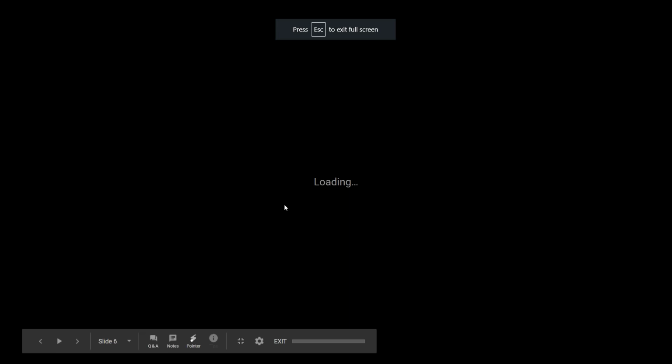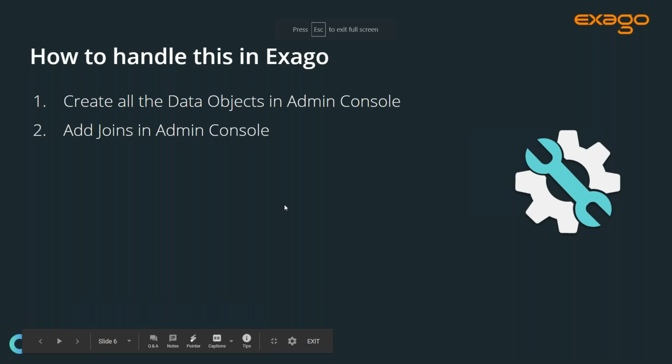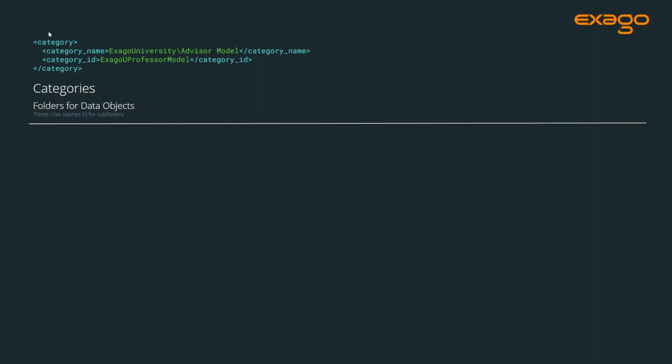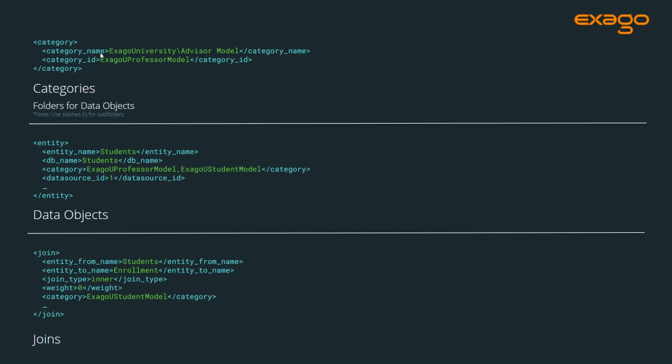So let me go back to our presentation. So we added our data objects, added the admin joins in the admin console. In the XML, manually created those categories, and then we set the joins and data objects to respect which category they're coming from. So the XML, very easy, is just category with a name and ID. The category on the data objects themselves, we're setting here, very simple. We're using that comma if an object should reside in more than one. And then for the join, same thing. We're just setting which category that join should reside in here.